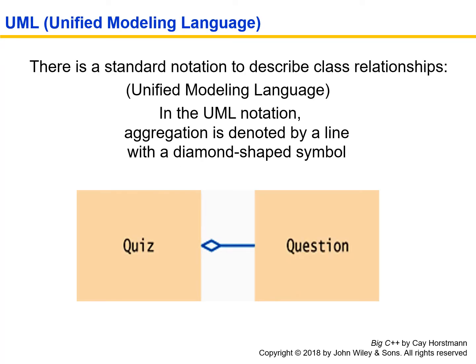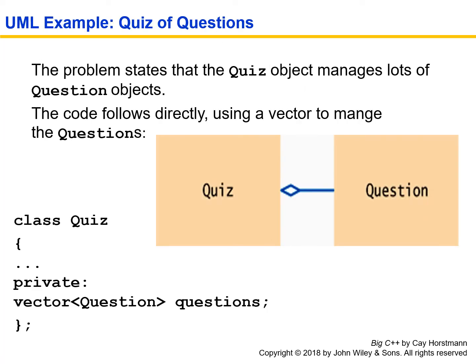Similarly, if we had a quiz, it would contain, aggregate, collect multiple question objects. And that would look like this. Class quiz contains a vector of question called questions.